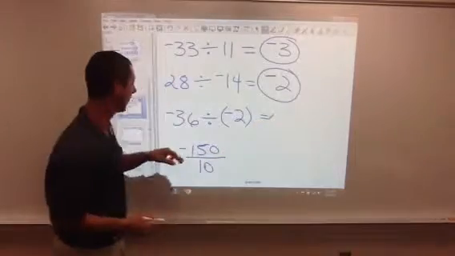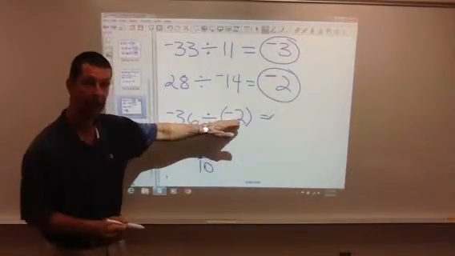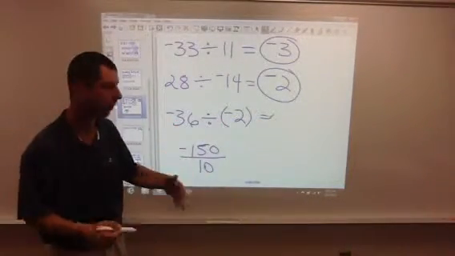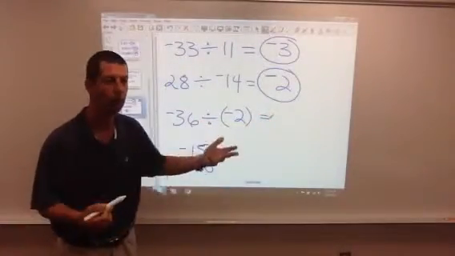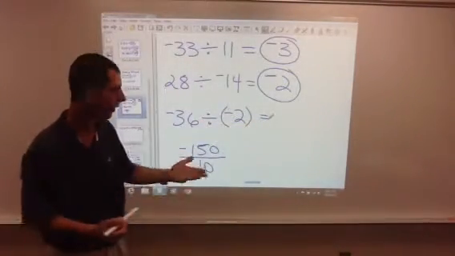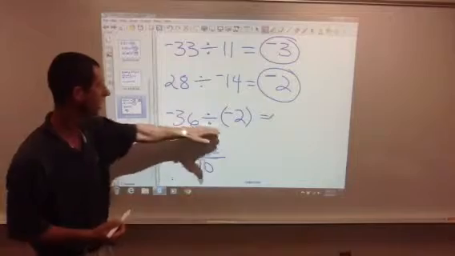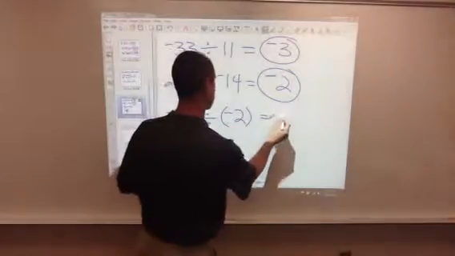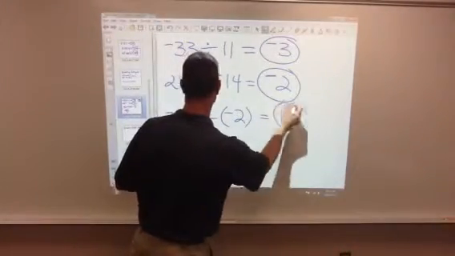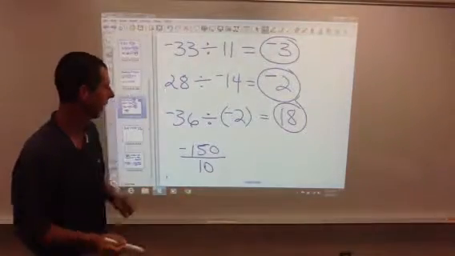Now we have a negative divided by a negative, so my answer is positive. I don't have to put a negative sign here, and I really don't have to put a positive sign either. I'm going to leave it just the way it is. 36 divided by 2 in this case is 18, and there's my answer, done.